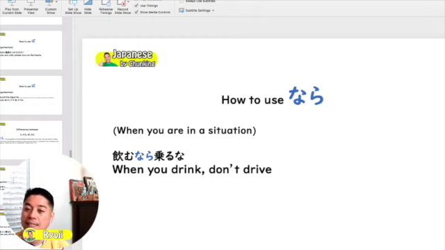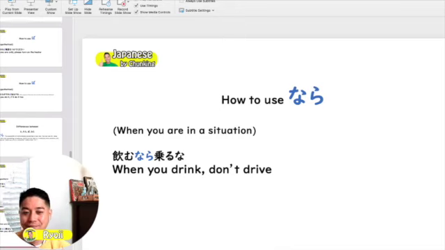In English, we can say this with if, like if you drink, don't drive. But in Japanese, this is translated as when you are in a situation you have to drink, do not drive. So it's not like if. If is more like hypothetical, but when you are in a certain situation, you use nara.